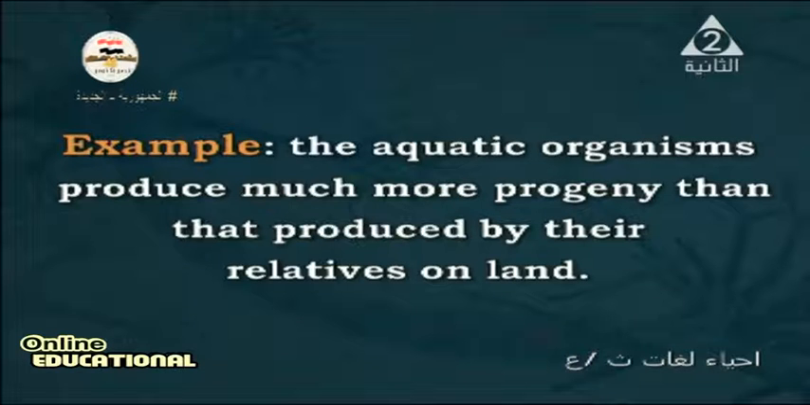What is an example? Like aquatic organisms. What is meant by aquatic? Aquatic means the living organisms that live in water, whatever the type of water, fresh water or salty water. Aquatic organisms produce much more progeny than those produced by their relatives on land. How? Because the organisms or progeny found in water are susceptible to loss because there is no defense. Aquatic organisms produce much more progeny, meaning many more individuals, than those produced from other organisms found on land.